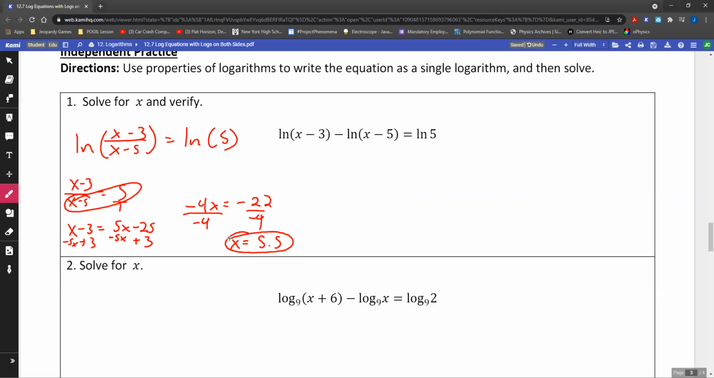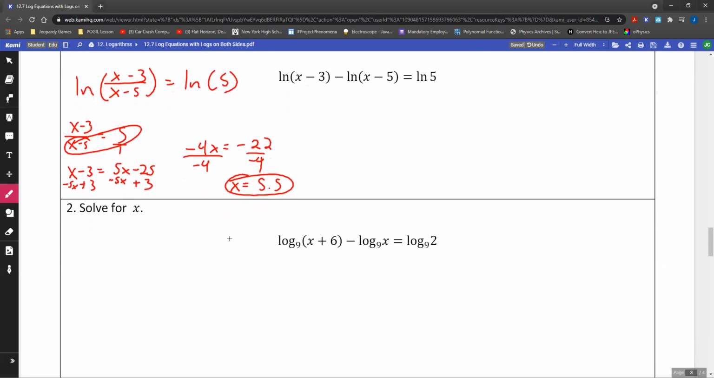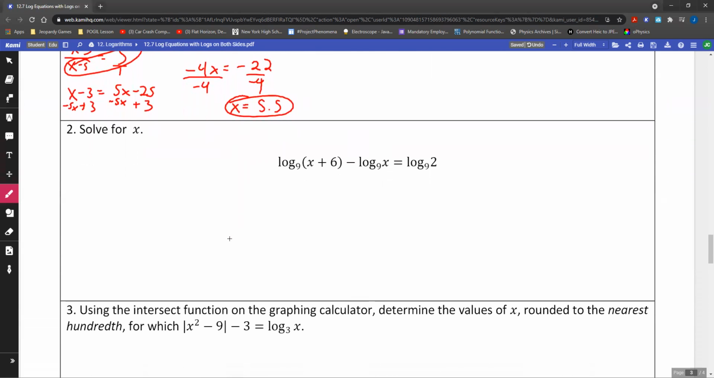All right. And down here, same thing. We have two terms on the left, so we have to combine them using the quotient rule. Log base 9, x plus 6 divided by x equals log base 9 2. X plus 6 over x equals 2.